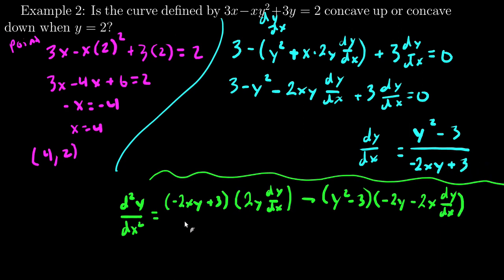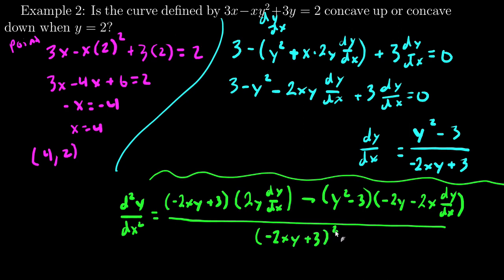The derivative of 3 is just 0. And I divide this all by the denominator squared. Now, I can try to reduce this down, and one thing that would be useful to do to reduce this down would be to realize that I can replace these dy dx's with this.